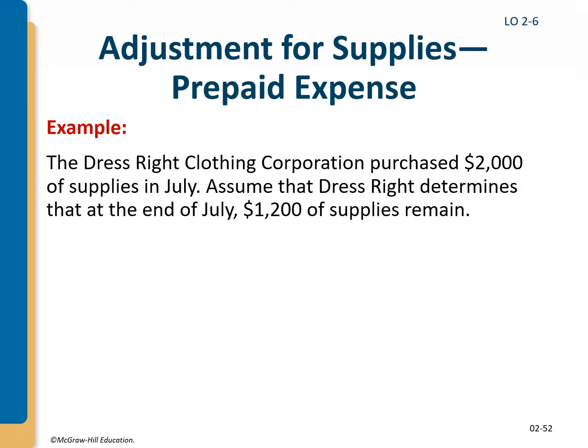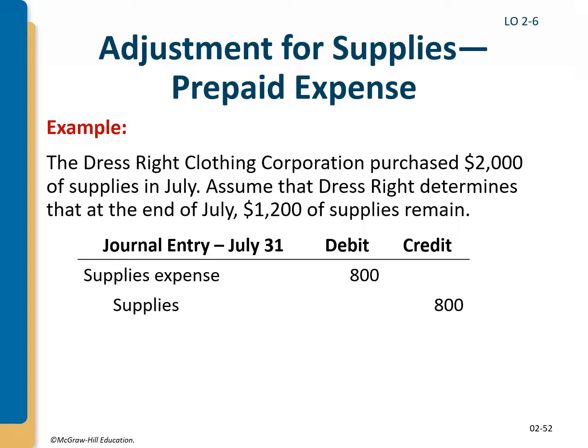For instance, Dress Right Clothing Corporation purchased $2,000 of supplies in July, and we debited supplies back then. So that's already done. Assume that Dress Right determines that at the end of July, $1,200 of the supplies remain. So when they bought the asset supplies, they debited supplies for $2,000.